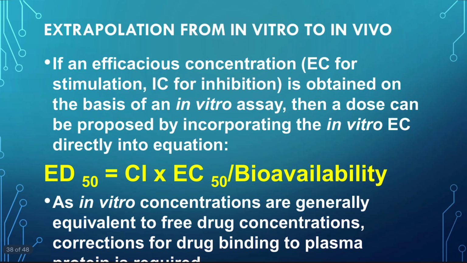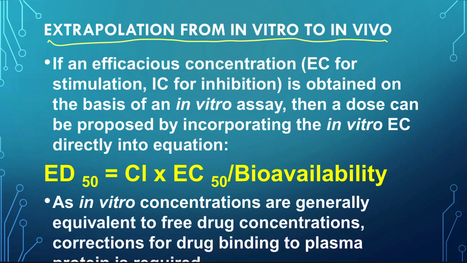Next, we have extrapolation from in vitro studies into in vivo studies. So what does it mean? Suppose we found an efficacious concentration of the drug, that is it is either able to produce the inhibitory effect or the stimulatory effect, then we can find the corresponding dose which can be given to humans, that is in in vivo models, for producing the same amount of effect.